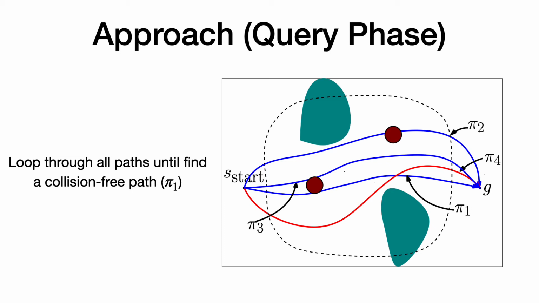Instead, it uses the stored envelopes for each path to identify the one which is collision free. And by the definition of an envelope, the path whose envelope does not contain any of the queried obstacle positions is the one which is guaranteed to be collision free. This query phase is very efficient and takes only a few microseconds.